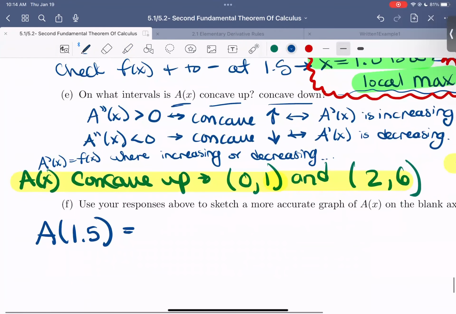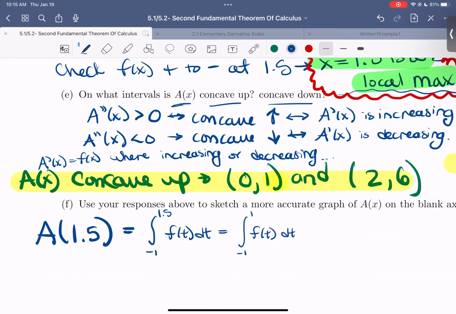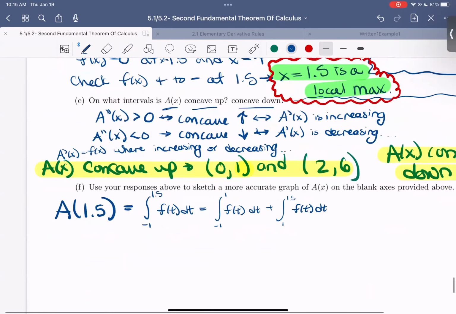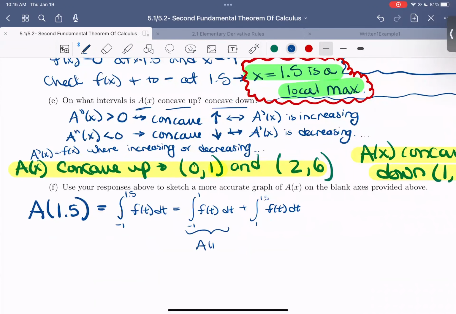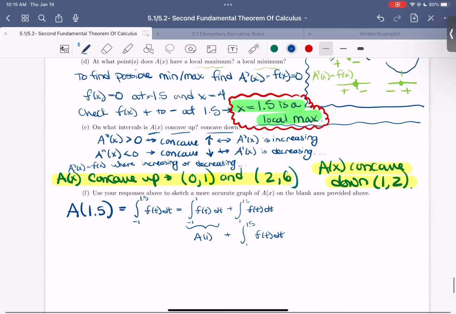So A of 1.5 is going to be the integral from -1 to 1.5 of f of t dt, which is equal to the integral from -1 to 1 of f of t dt, plus the integral from 1 to 1.5 of f of t dt. So now the integral from -1 to 1, we know that is just A of 1, which we can find from our table. So all we need to compute from our graph is the integral from 1 to 1.5 of f of t. So let's look at that.